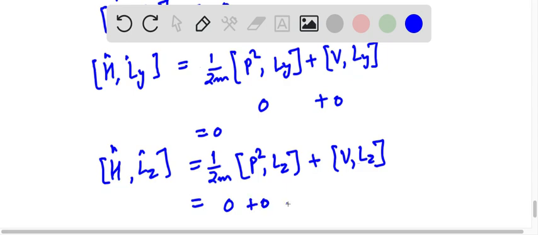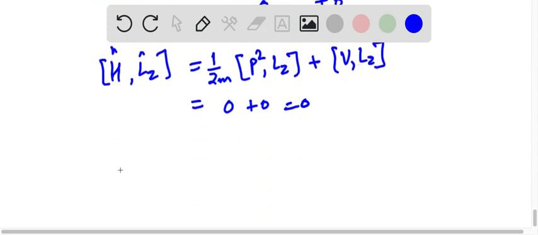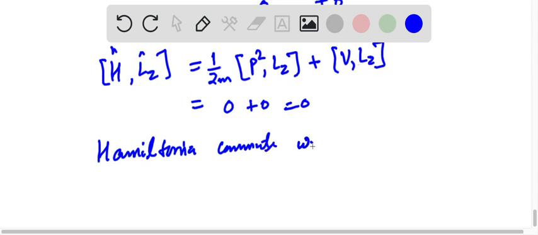So hence it means that the Hamiltonian commutes with each component of angular momentum.